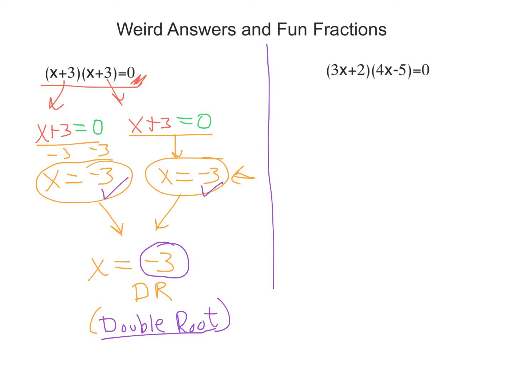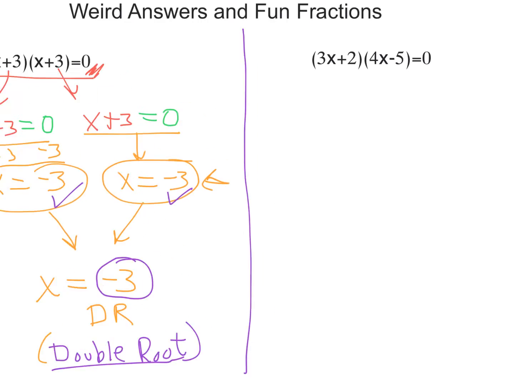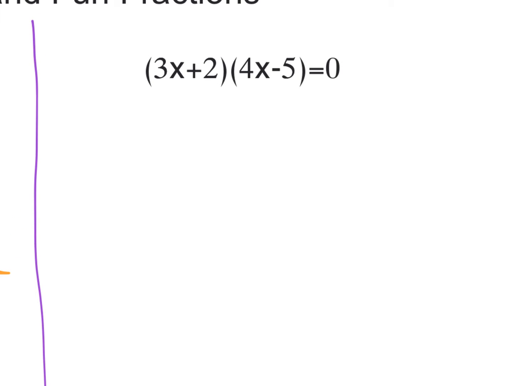Now for the moment you guys have been waiting for, the fun fractions, because I know how much you miss the fractions. Okay, so here we go. First things first, does one side of this thing equal 0? The answer is yes. All right, so let's pull these things apart. 3x plus 2, 4x minus 5. I'm going to set these things equal to 0.